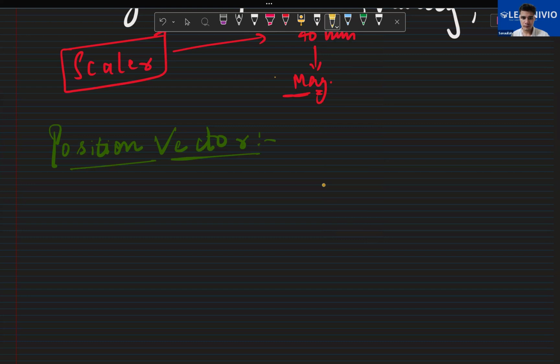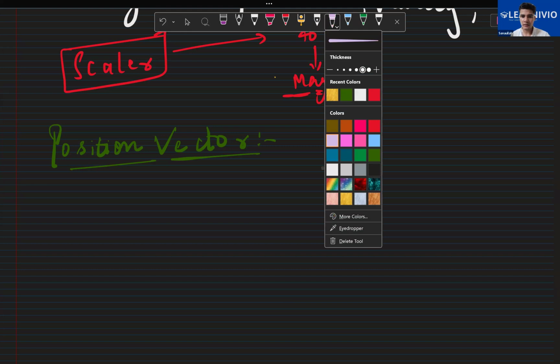Basically, that shows the location. Location of what? The location of the vector, like for example displacement or velocity. No, not the location of a vector. Basically, position vector is a vector. Let's suppose you have a point.